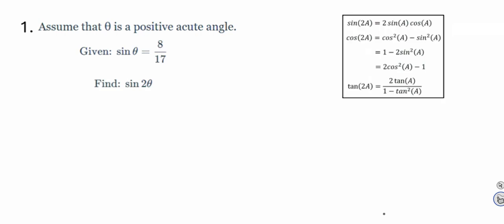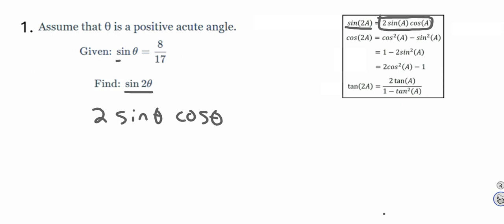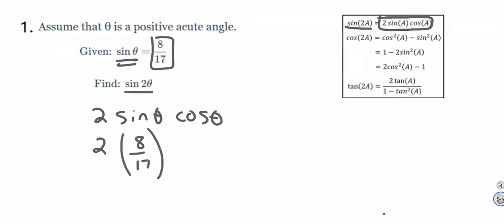I see sine 2 theta, I see sine 2 alpha, and here's the formula I'm going to use. Instead of the alpha, I'm going to have the theta, right? So I'm going to have 2 sine theta, cosine theta. And so we're like, well, we do know what sine theta equals. It's 8 over 17, right? So a 2 is a 2, sine theta is 8 over 17. And now we have to know what cosine theta is.